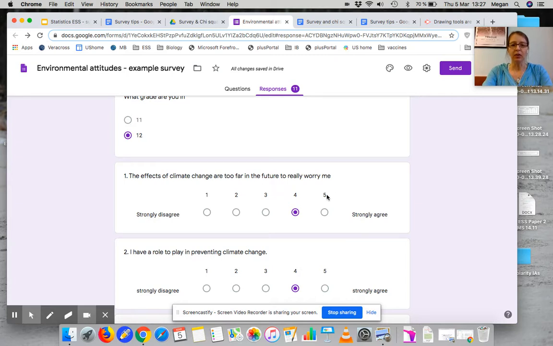Essentially what you're going to do is go through and count how many 12th graders said 1 or 2, how many 12th graders said a 3, and how many 12th graders said a 4 or 5. And then you go through and tally again for the 11th graders: how many 11th graders answered a 1 or a 2, how many answered a 3, and how many answered a 4 or a 5.